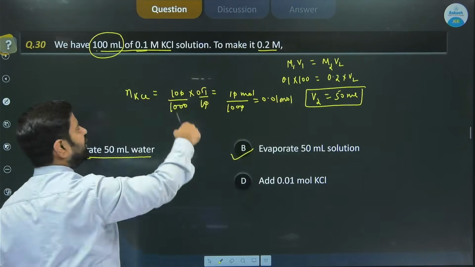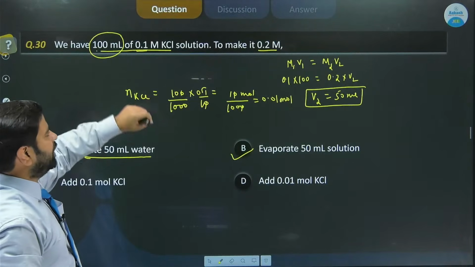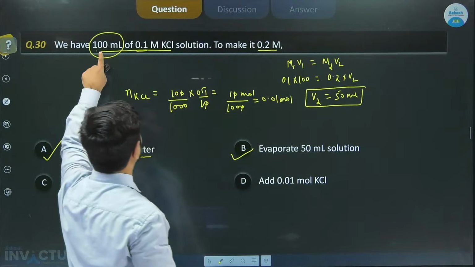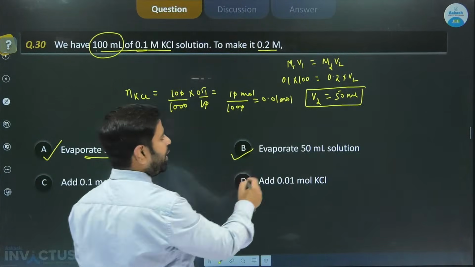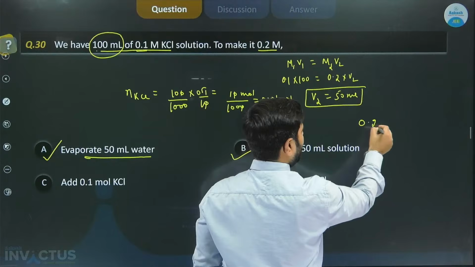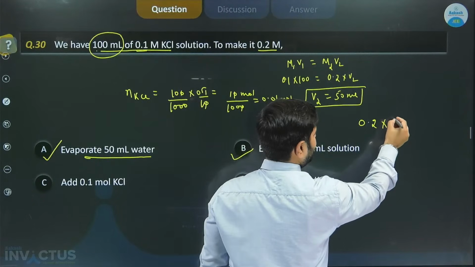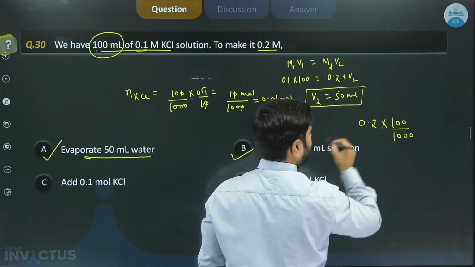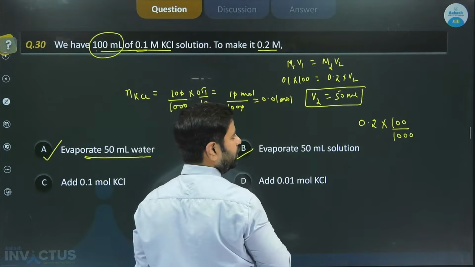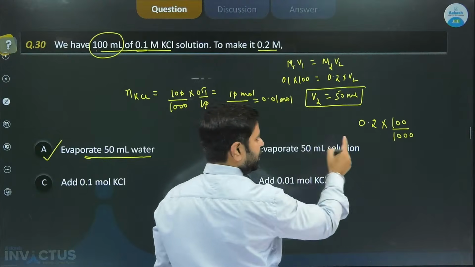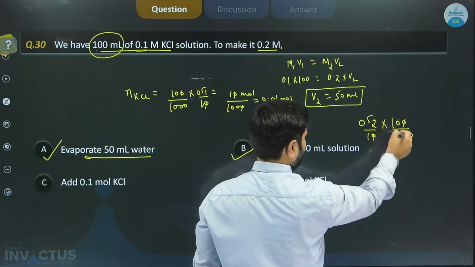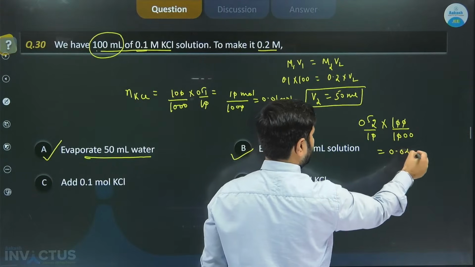That is the millimoles basically, because the volume is given in ml. So to make it 0.2 molar, the volume should remain the same. So for 0.2 molar, how many moles would be there? 0.2 into 100 divided by 1000 to make it 0.2 molar. The volume remains the same, so it would be 0.02 moles.